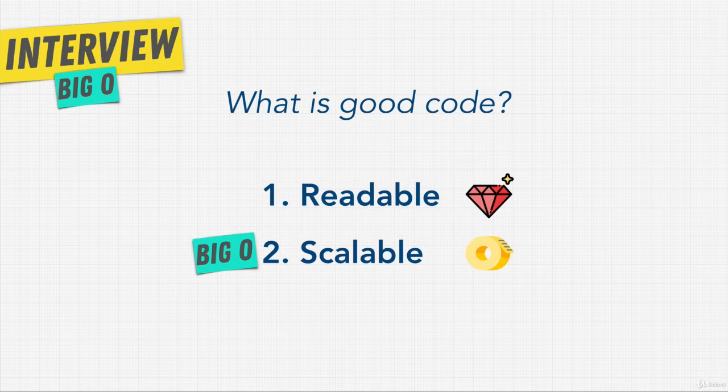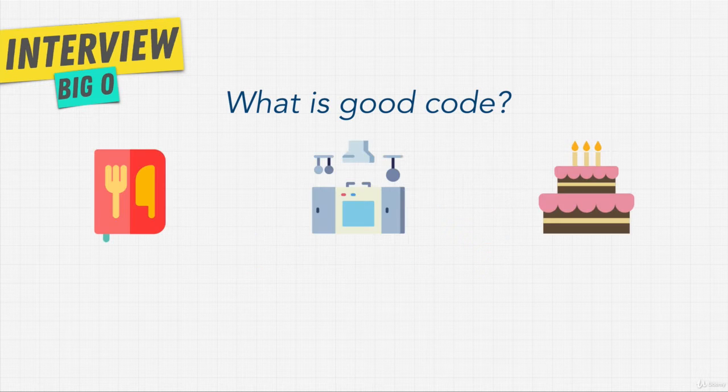Something that we're going to get into and you're going to become more familiar with as we go through this section. We're also going to talk about readable code throughout this entire course, but touch upon it a little bit more in the next section. But for now, because this is the Big O section, we're focusing on this idea of scalable code. Okay, what does this really mean though?